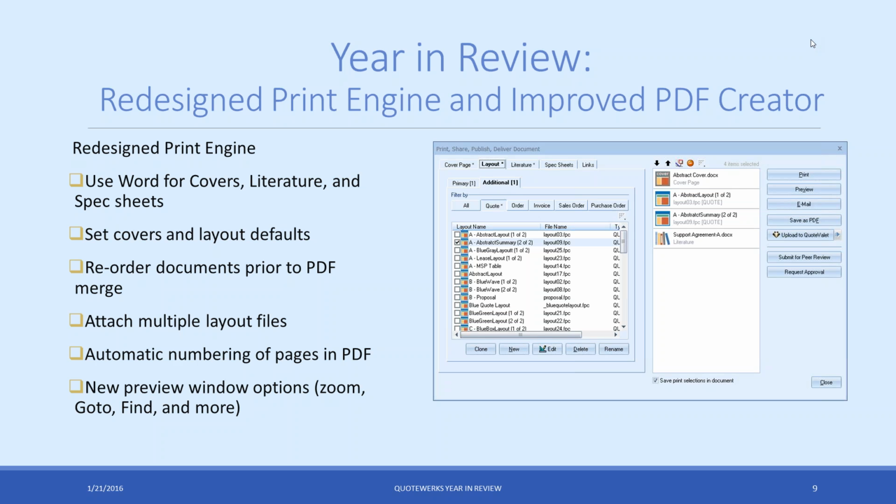And then the preview window gives you some more options as well. It's going to give you a zoom and a go-to. So if you have a 15-page document, you can go straight to page 12 instead of having to thumb through all the different pages. You can find specific words or keywords on the document as well, and you're going to be able to toggle between the different pages. You also have a preview panel on the left-hand side. So a lot of new functionality with the redesigned print engine, and hopefully something that'll save you a lot of time and really help when you're ready to deliver these documents.